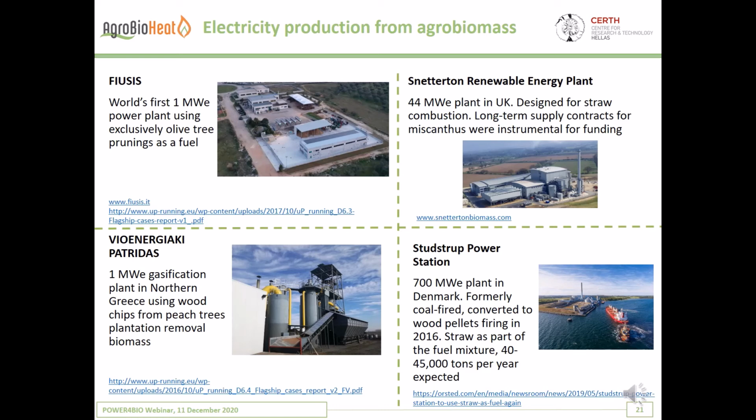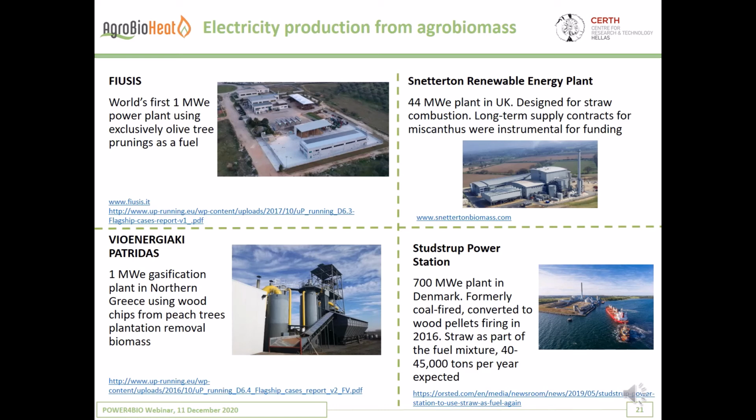On the bottom left you can see an example coming from Greece. It's a 1 megawatt gasification plant, in that case, that is using root chips coming from the plantation removal of the peach orchards in the area.